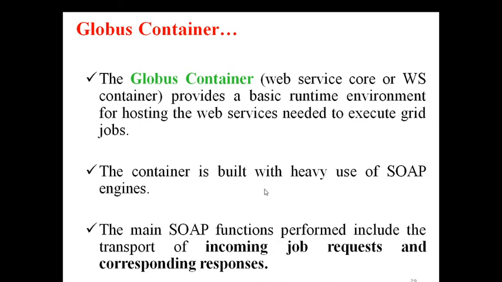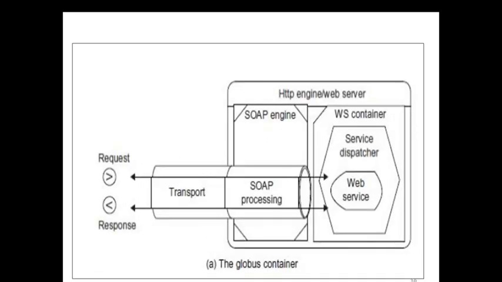See, the container is built with heavy use of SOAP engines, meaning Simple Object Access Protocol, which provides services to you. Right. See, this is the one called a container. The container will take a request from the user and transport the request to the SOAP engine, by which it is going to activate the web service, my internet services, which will request the Globus Toolkit, and later dispatch your services based upon your request. So this is called a container.